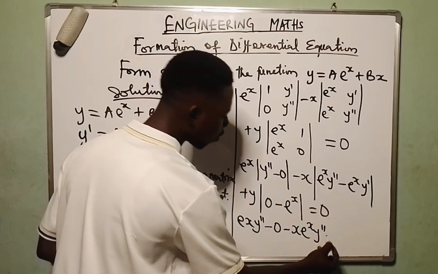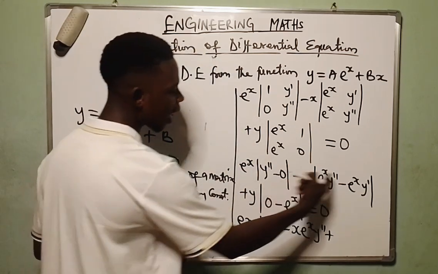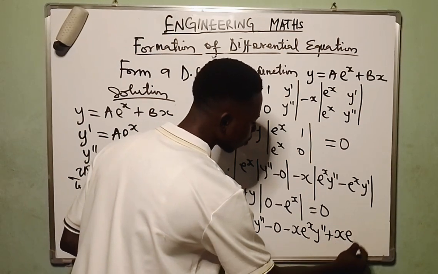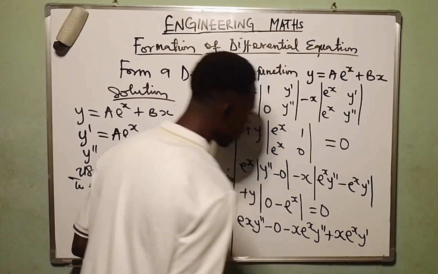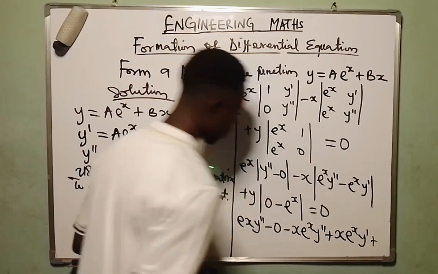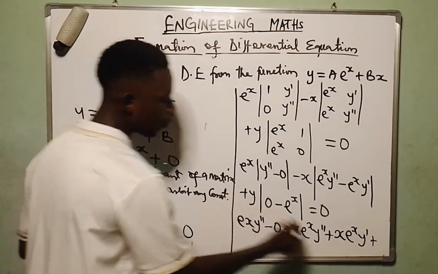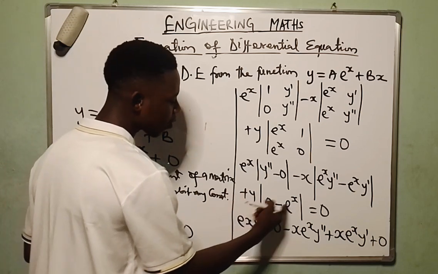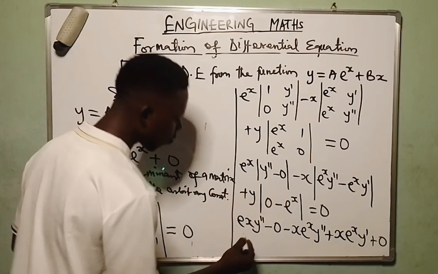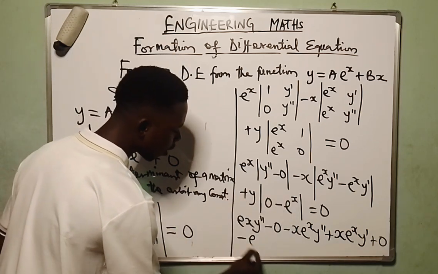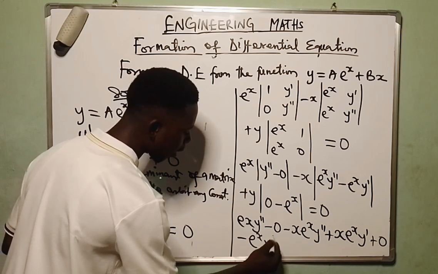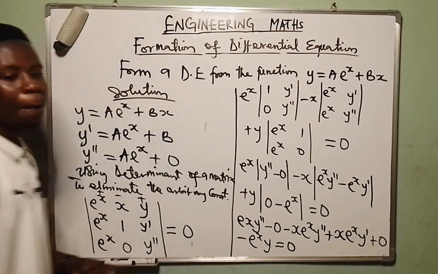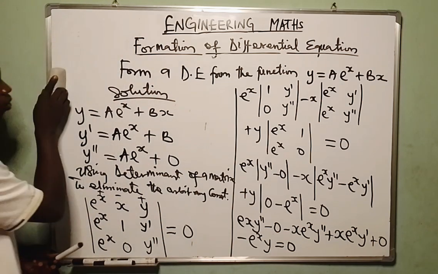Minus times minus will give us a plus x times exponential x y prime. You have x exponential x y prime, plus y times 0 will give us 0. And plus y times minus exponential x. Plus times minus will give us minus. You now have exponential x y. Sorry, it's not a prime. Equal to 0. Now permit me to clean this other part to continue our problem.